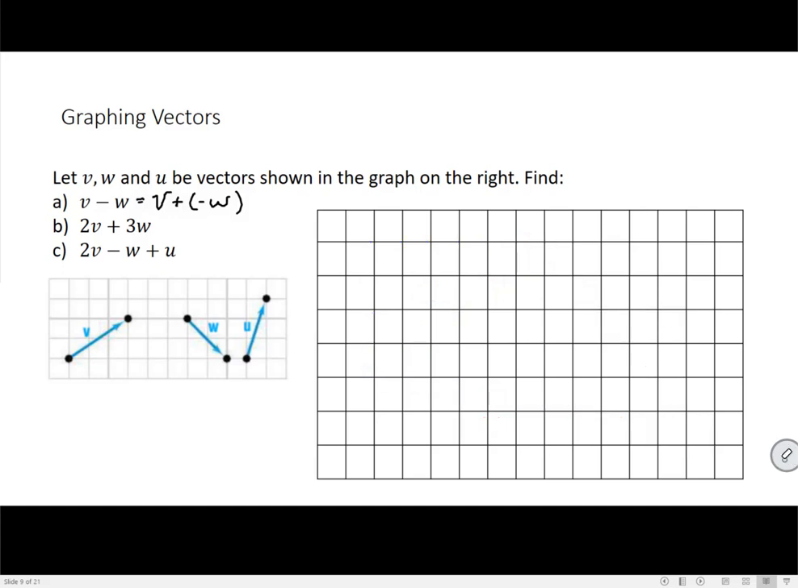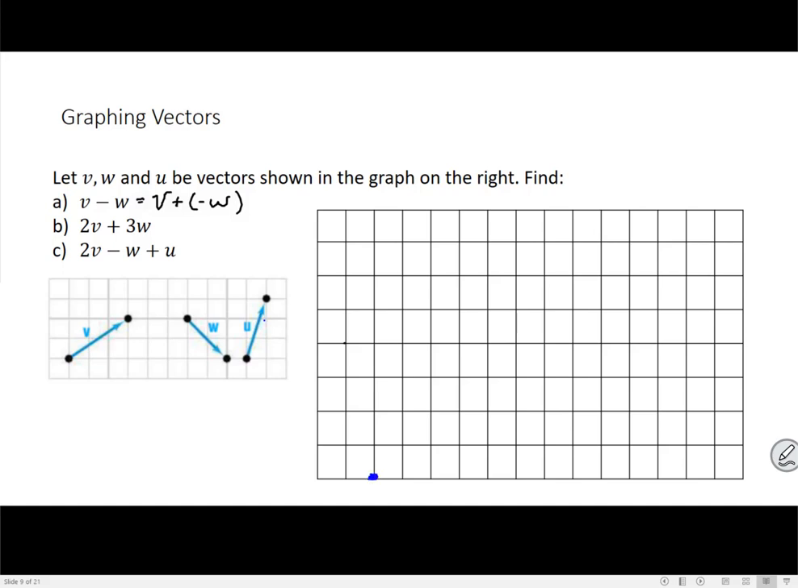All right. So now we are going to find the vector c, which is 2v minus w plus u. So that is the vector v scaled by 2. I'm going to then add the vector negative w to that, and then I'm going to add the vector u. So essentially what we're going to be doing is stacking 3 vectors on top of each other and then connecting the initial point of the first vector, which is 2v, to the terminal point of the last vector, which is u. All right, so we're going to start down here by graphing the vector 2v.